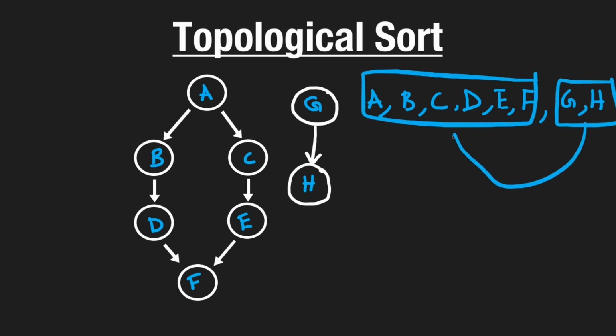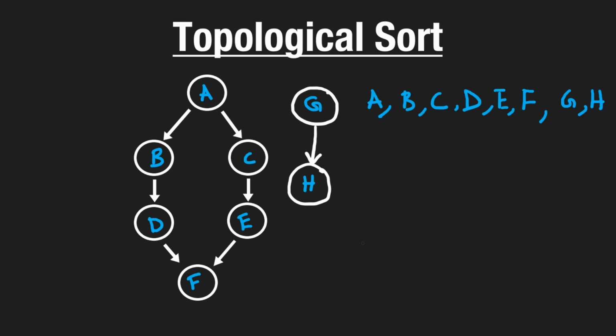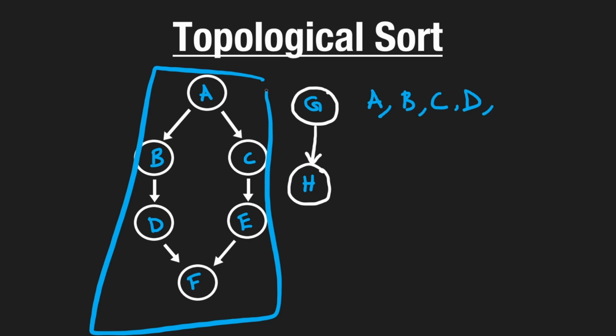We could insert this right in the middle of this somewhere. We could put it before, we could put it after. It really doesn't matter. All we have to guarantee is that the G shows up before the H. That's all we have to do. The rest doesn't matter. And of course we have to preserve the ordering of these as well.